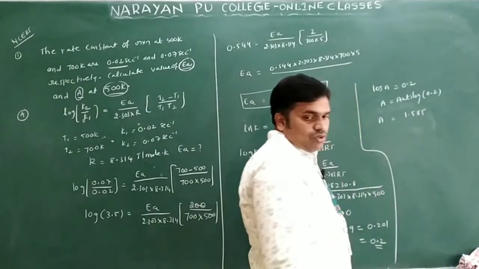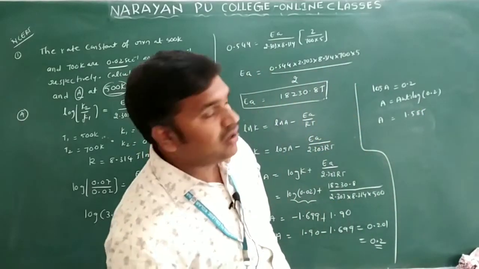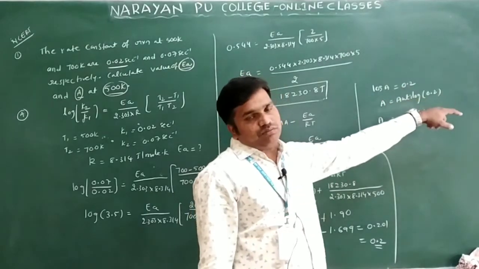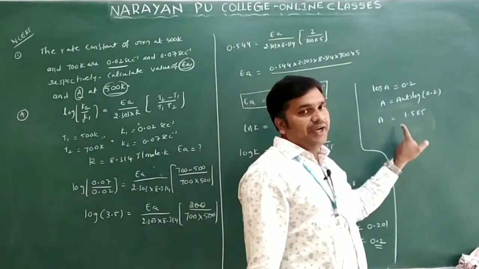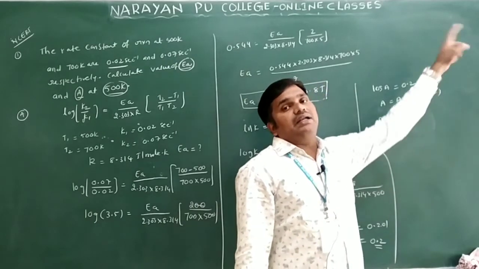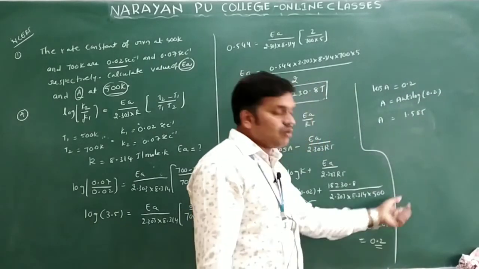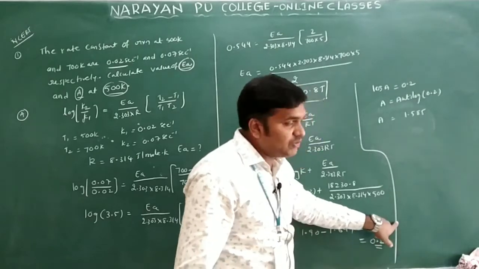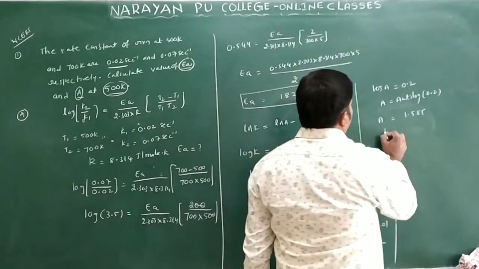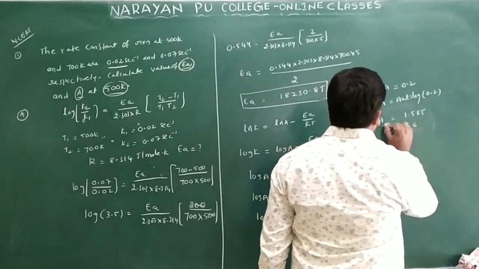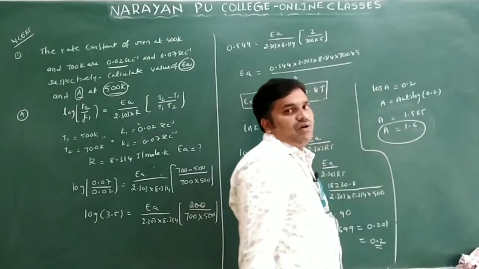1.585. What is the difference between log and anti-log? Anti-log means you can add 1, log means you can subtract 1. Looking up 0.20 under 1, you will get 1.585. Approximately we take 1.6. So this is the value of A.